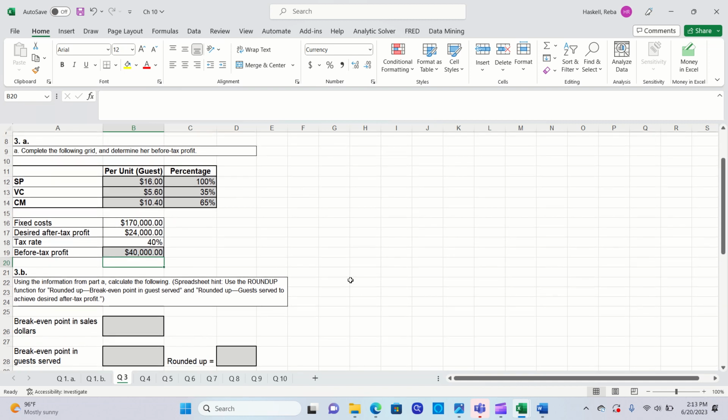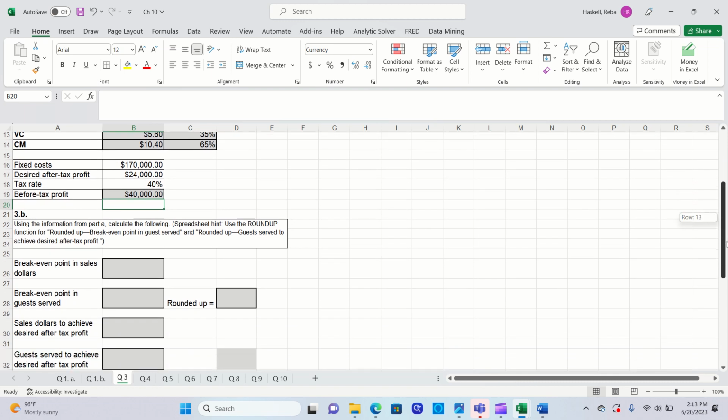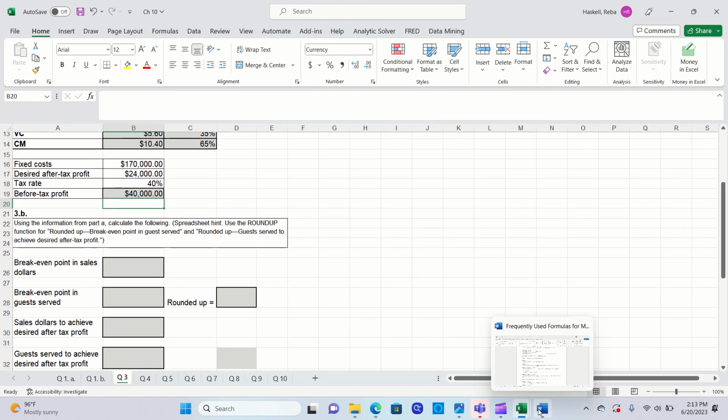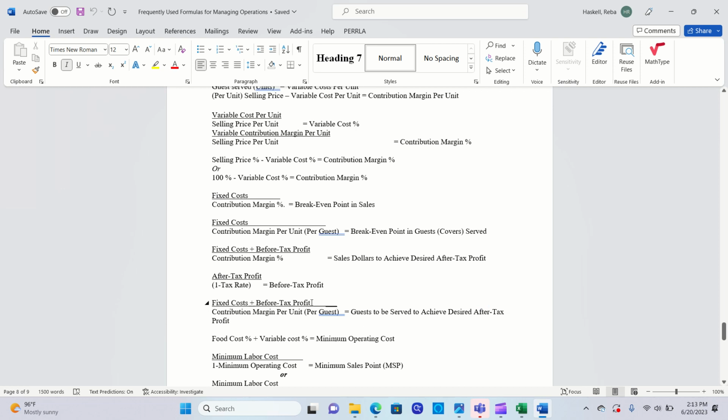So let's see. So using the information, let's calculate the following. We're going to calculate our break-even point in sales. Okay. So we got to get our break-even point in sales here. Let's take a look here. All right. Break-even point in sales. We're going to take our fixed costs and divide them by our contribution margin percentage.